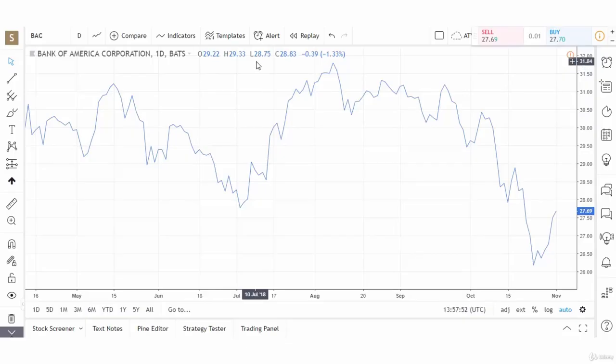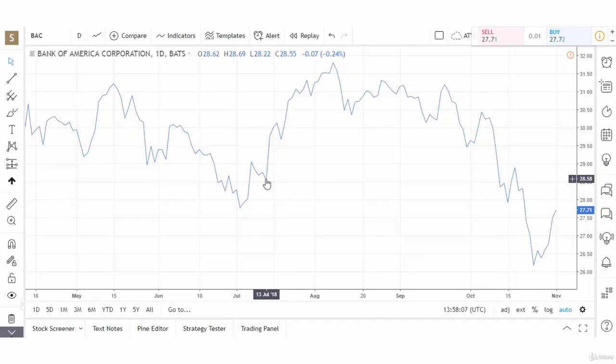The low for the day and the close for the day. So if we pick a day, we can look at the bottom of the chart. It'll give us the day. So on July 13th of 2018, the stock opened at 28.62.